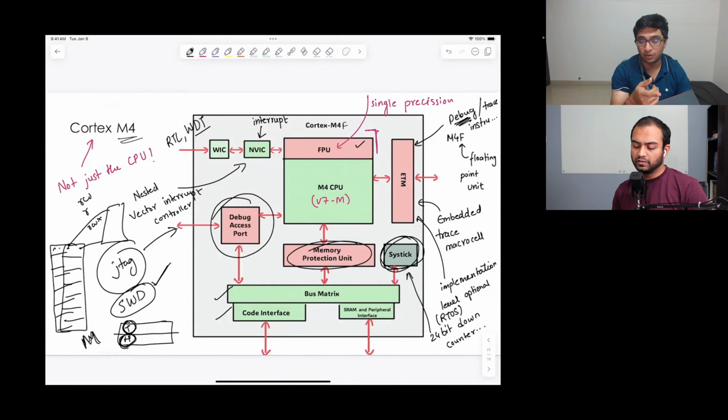But if SysTick was not there, then each one has to implement an interface for their own timer counter. And again, to bring to notice the fact that the SysTick, memory protection unit, debug access port, NVIC, and VIC are at specific addresses across all the M4 processors, irrespective of which vendor is implementing them. So the addresses are also always the same.